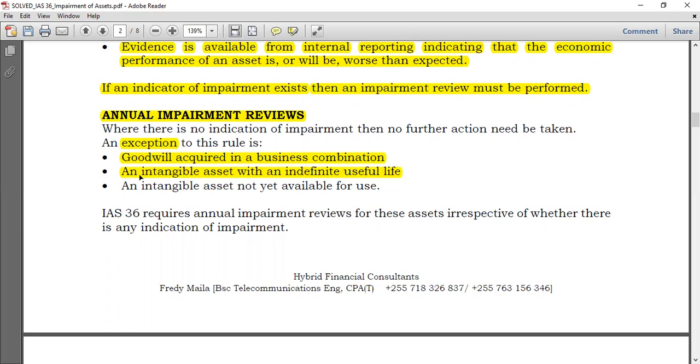And lastly, we are told here an intangible asset not yet available for use. An example of an intangible asset could be research and development. Let's say you are developing your asset. By developing your asset, there are costs that will be incurred that meet the definition, the measurement criteria, the recognition criteria. So you have to include them in the asset. But remember, you will still be having your asset made.